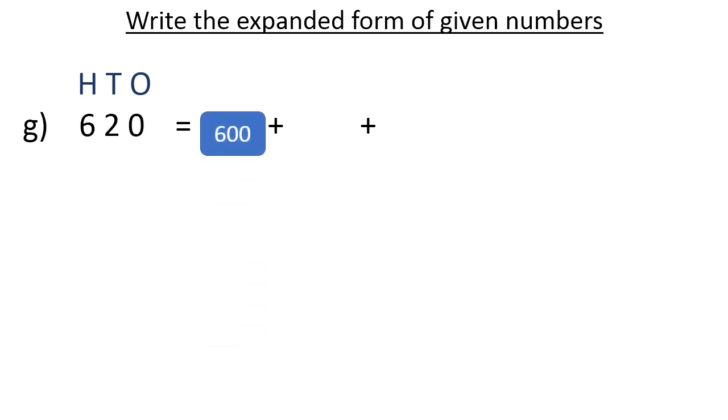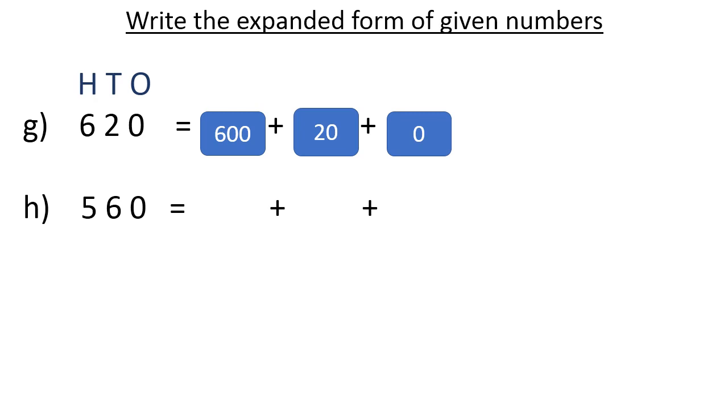Write the expanded form of given numbers here in G part. 620 is our numeral. First write places on it. So what is the place value of 6 here? 600, 2 is 20 and 0 is 0, because we will multiply 0 by 1, and when we multiply a number by 0, we will get 0.